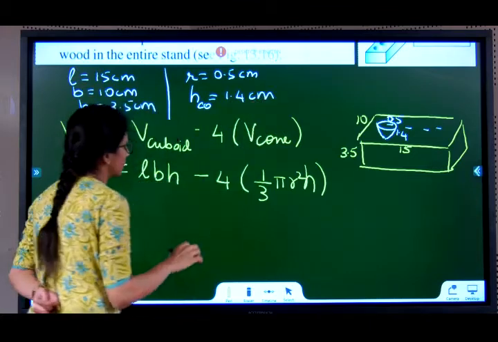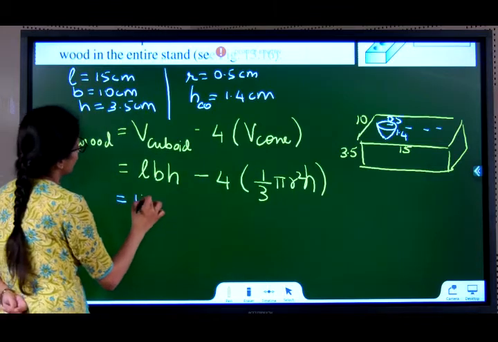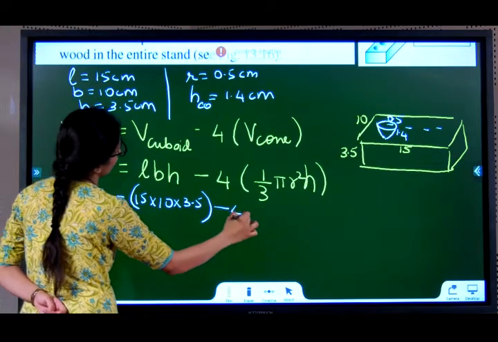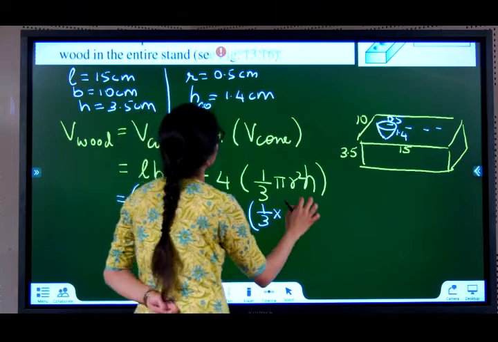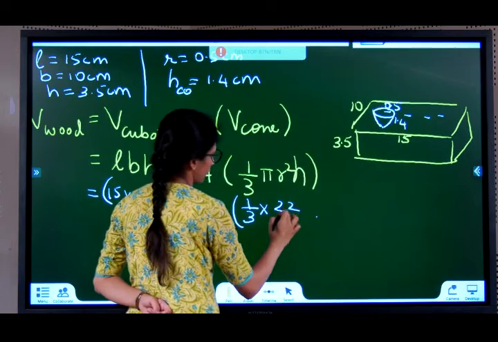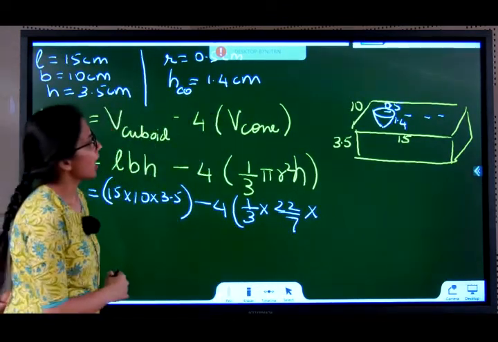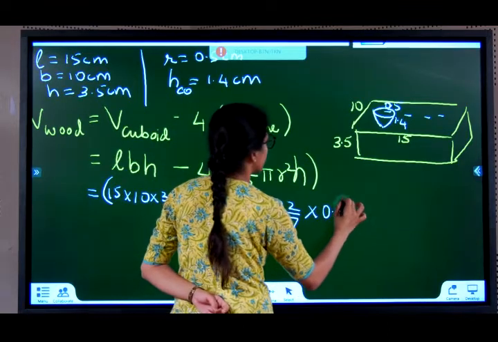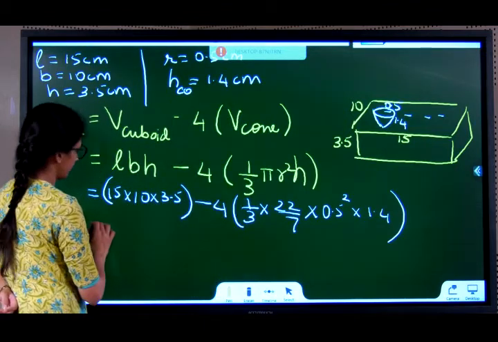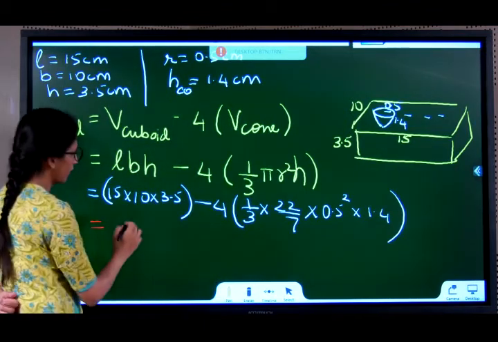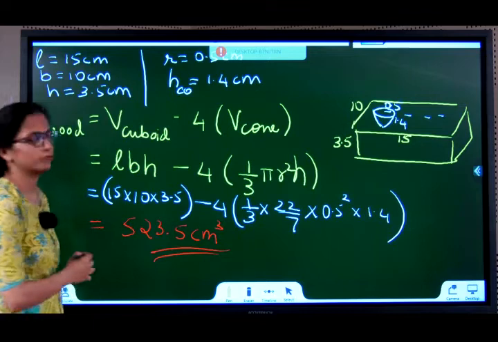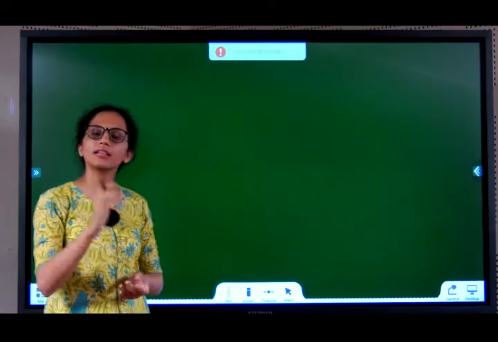1.4 centimeters. Substitute 15 into 10 into 3.5 minus 4 into 1 by 3 into value of pi, take it as 22 by 7 because it's not mentioned in the question to take it as 3.14. R 0.5 square into 1.4. On solving this, we get 523.5 centimeter cube.